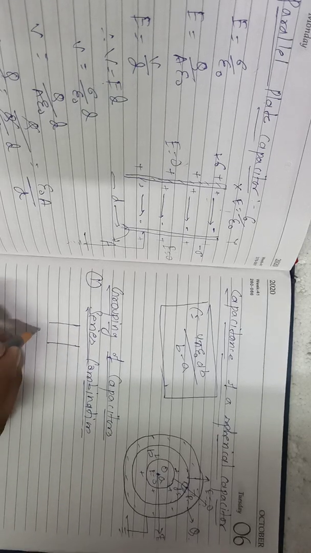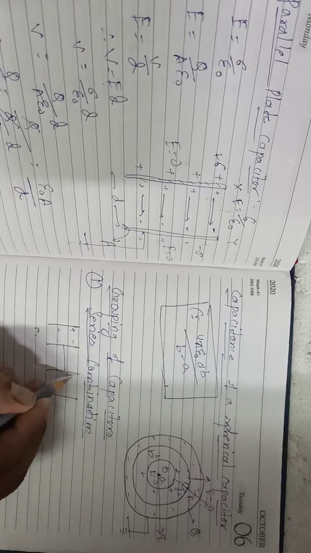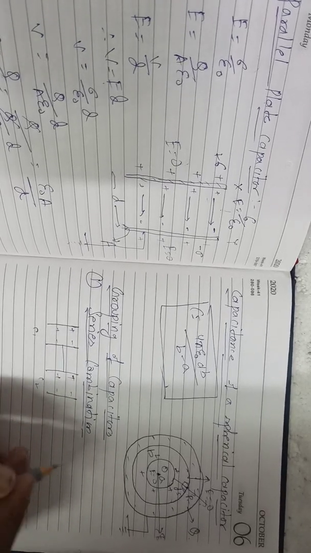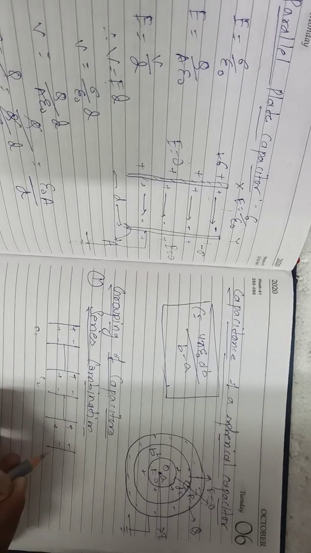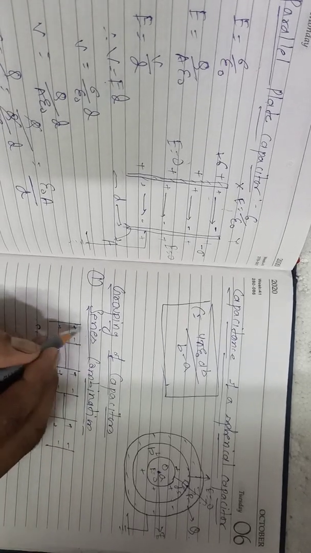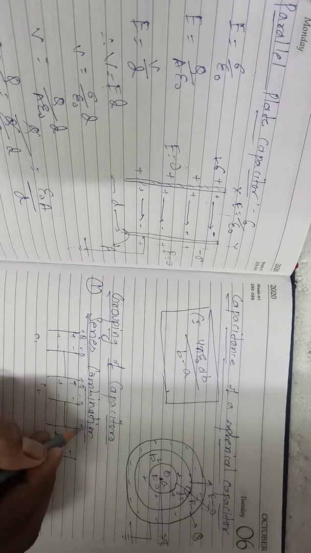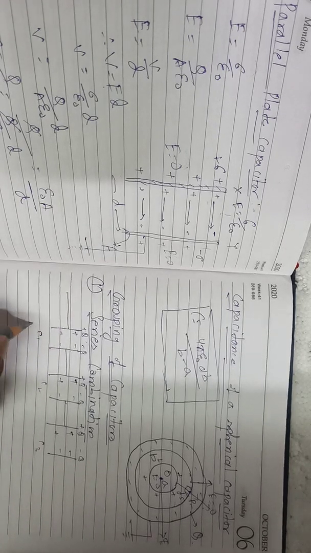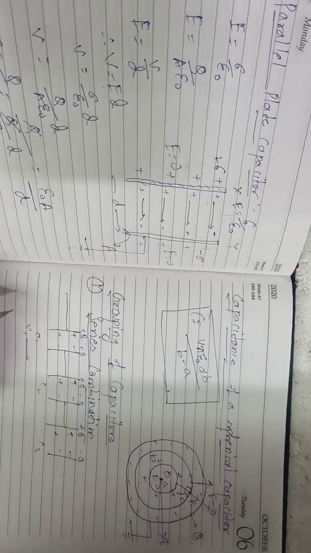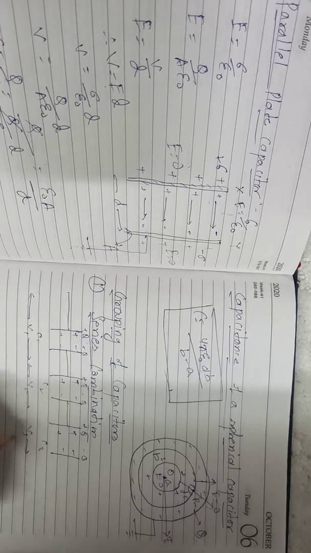Suppose this is capacitance C1, then here the capacitance is C2, then here we add a third capacitor of capacitance C3. The charges are the same, plus Q minus Q here, also here, and here, because we know that in a series combination the charge and the current remain the same. Suppose the potential across the first capacitor is V1, for the second it is V2, and for the third it is V3.